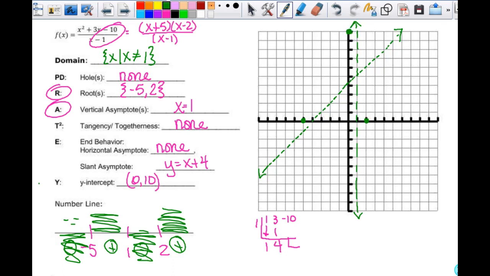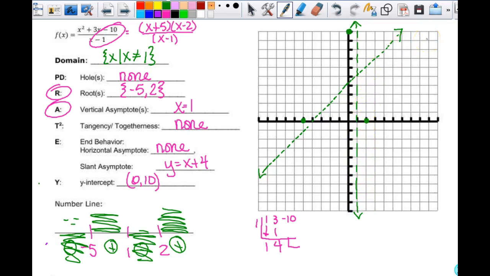So I look at my sign chart here. From negative infinity to -5, my graph is negative, which means it's coming up along the asymptote like this. From -5 to 1, it's positive, so it says positive all the way up through there. Then from 1 to 2, it's negative, so it's coming up like this. That makes sense. And then from 2 to infinity, it's positive.